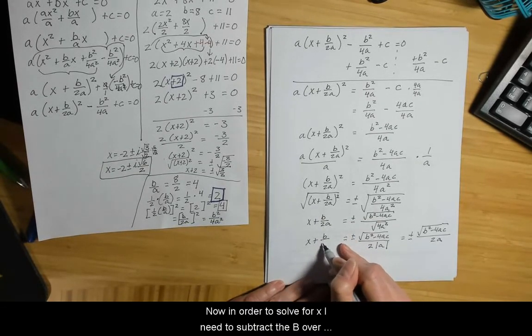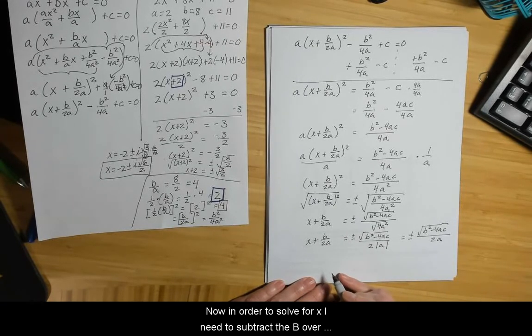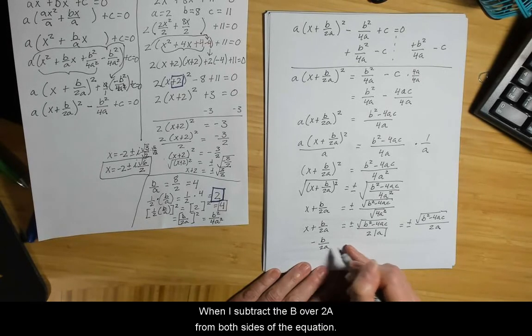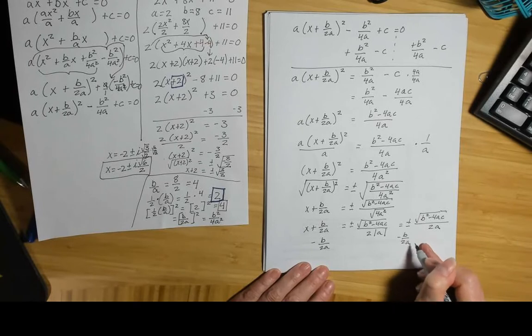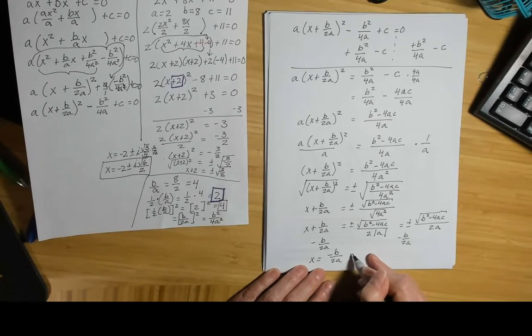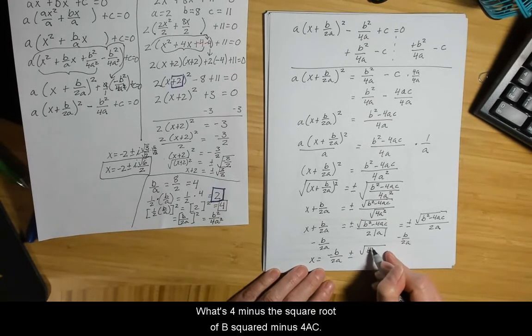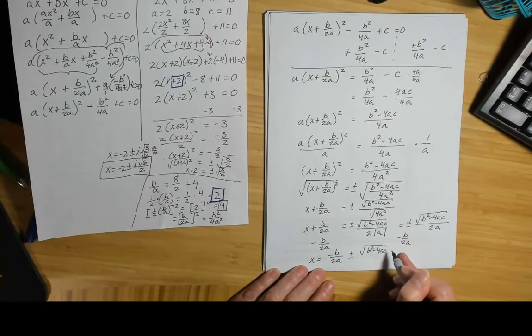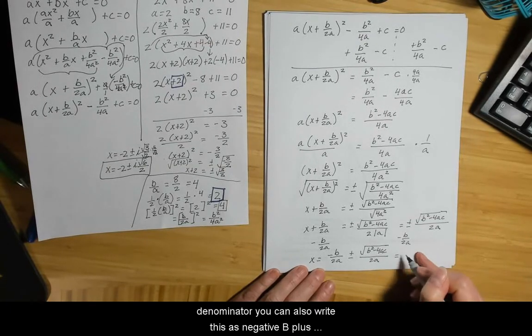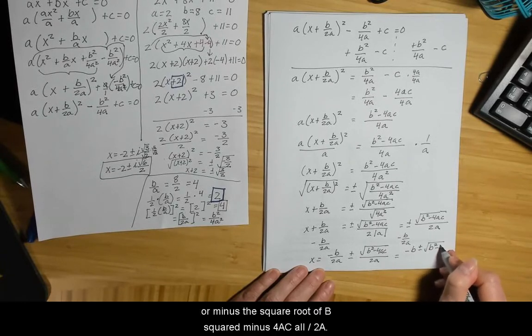Now, in order to solve for x, I need to subtract the b over 2a from both sides. When I subtract the b over 2a from both sides of the equation, I get x equals negative b over 2a plus or minus the square root of b squared minus 4ac, all divided by 2a. And since they have a common denominator, you can also write this as negative b plus or minus the square root of b squared minus 4ac, all divided by 2a.